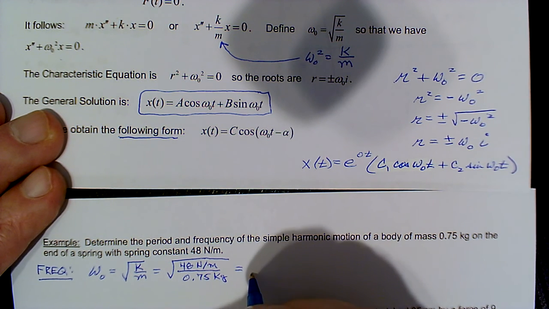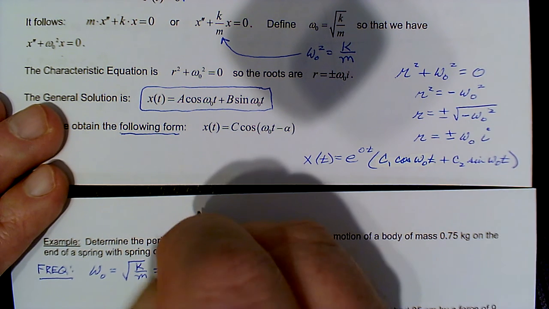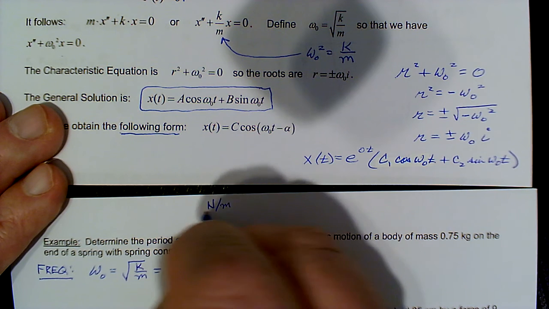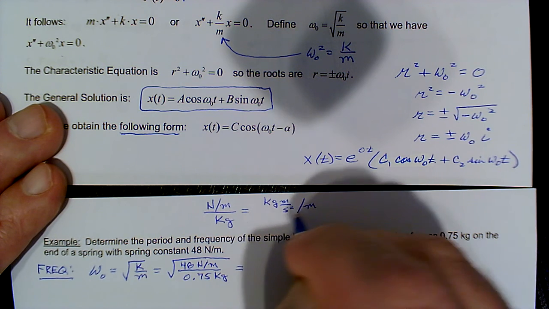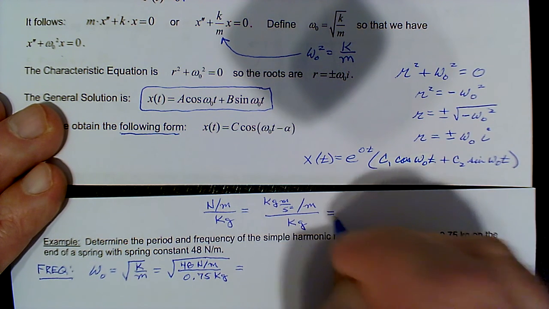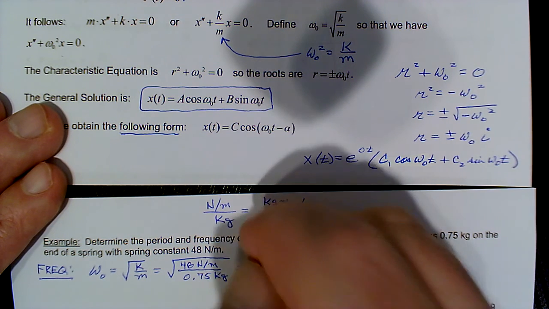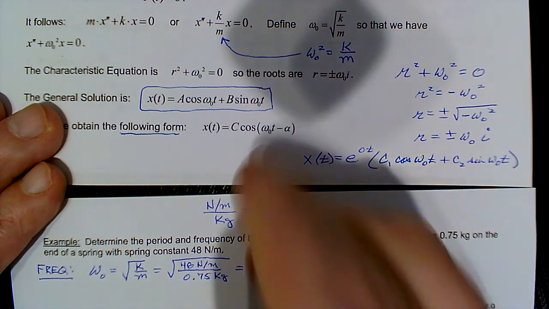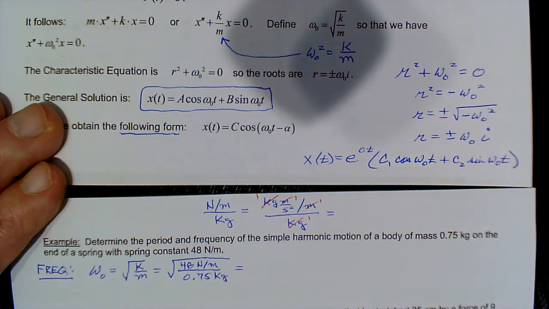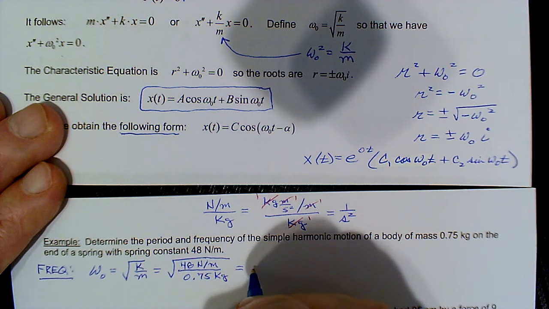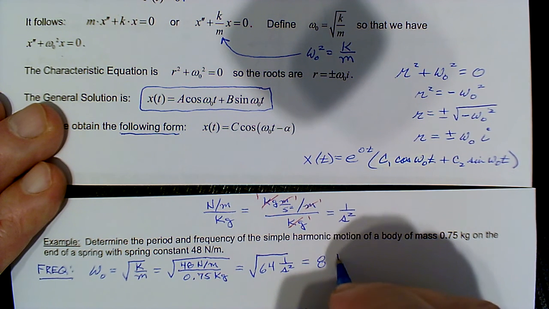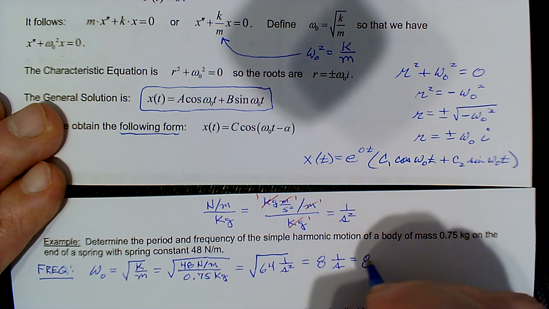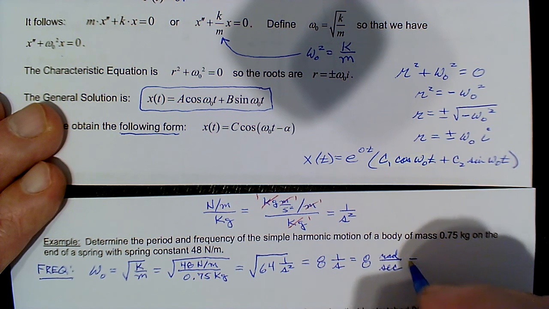And in terms of the unit conversions, newton per meter over kilogram. A newton is a kilogram meter per second squared, over meters, over kilograms. And so the kilograms cancel, the meters cancel, everything replaced by ones formally, of course. And we get 1 over second squared. So this gives us the square root, 48 over 0.75 is 64, and that would be 1 over second squared. So that would give us 8 times 1 over seconds, which we could say is 8 radians per second, because remember, radians is a pure number.